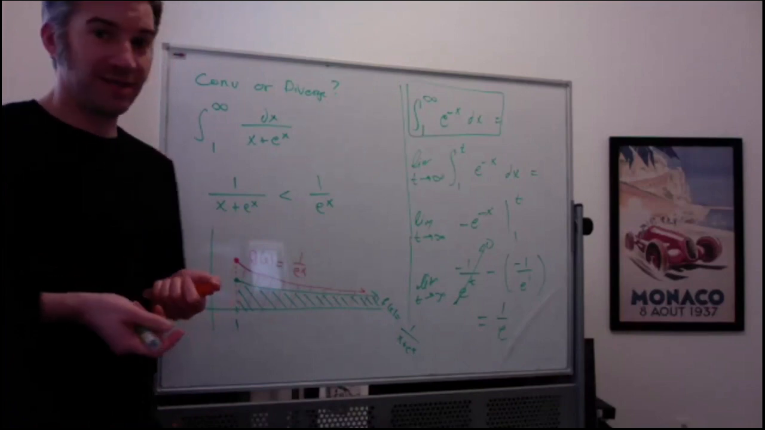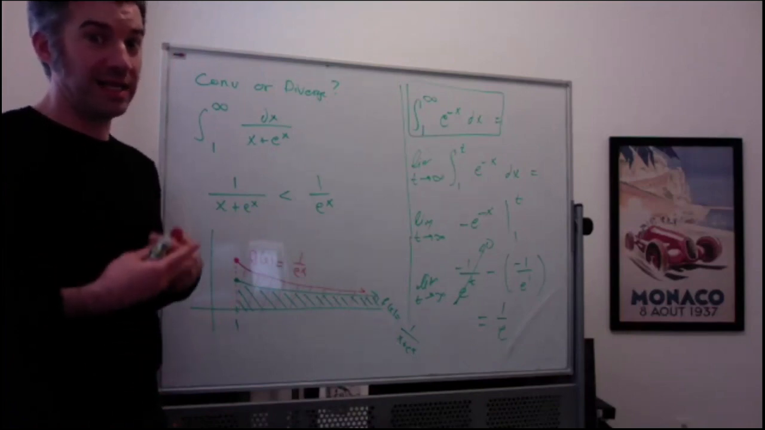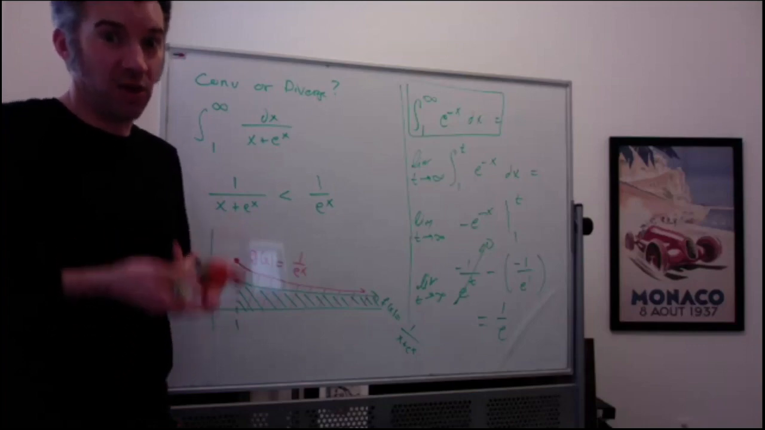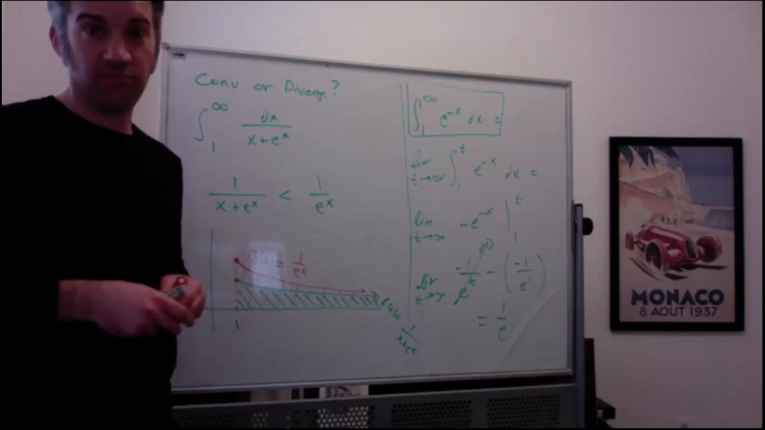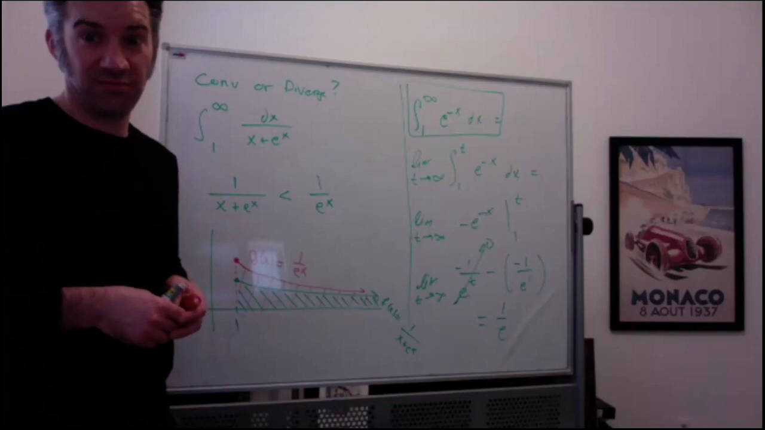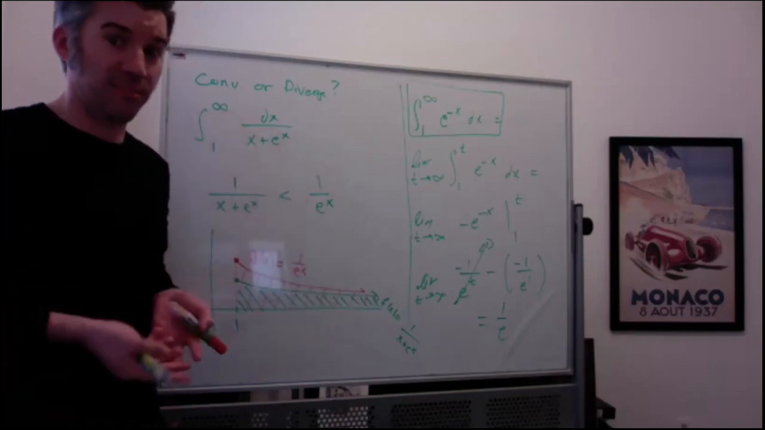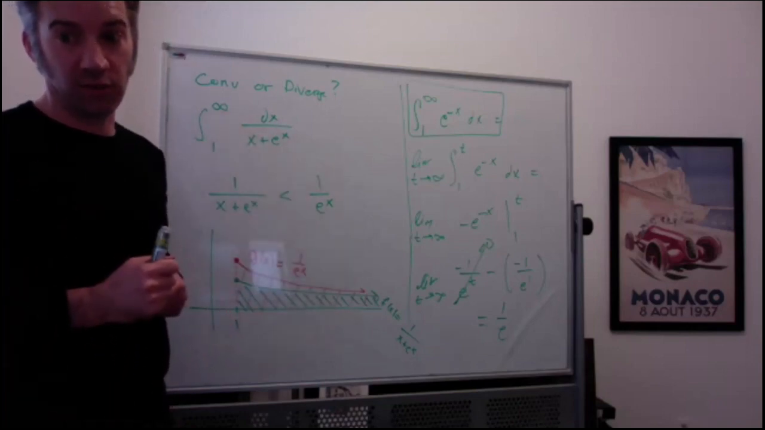Right. So since the area is positive and the area is less than a finite number, it is also a positive finite number. So it converges. That's it. That's the comparison test, if you're trying to show something converges.